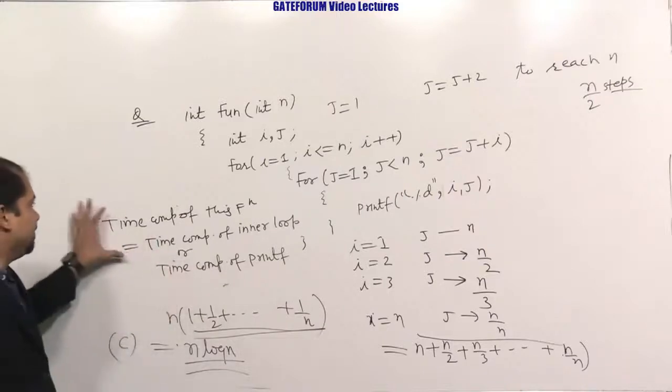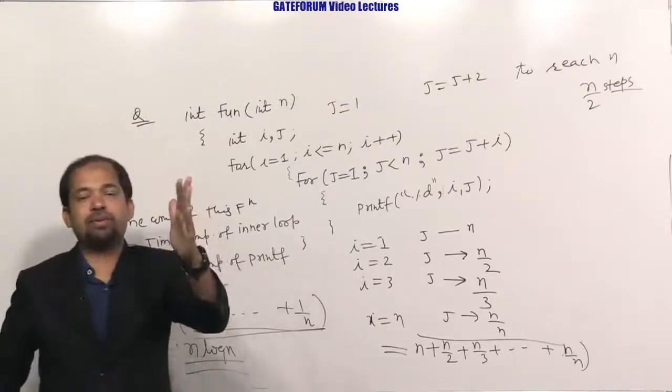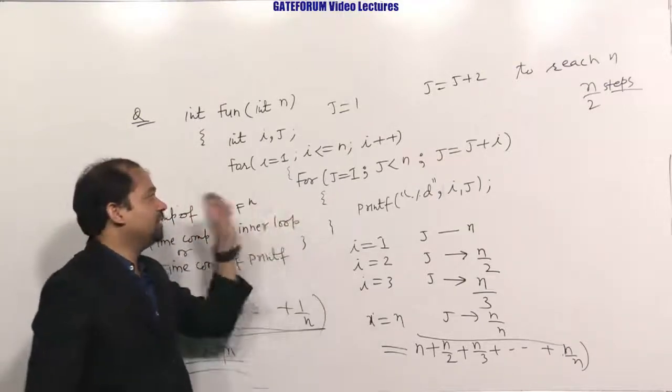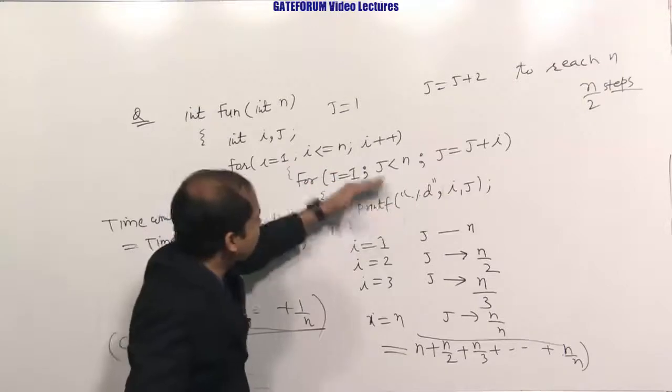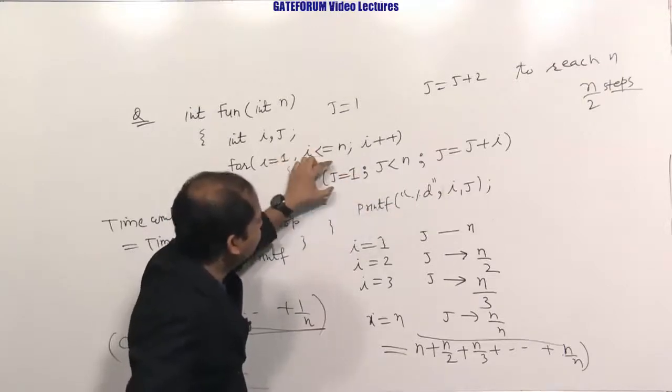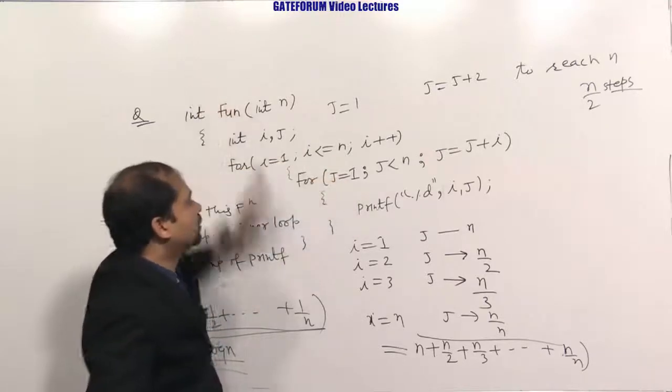I hope this is the main thing. The time complexity of any program is nothing but the time complexity of the statement which runs for the maximum time. This loop is inside this, and this is inside this. So the frequency of this statement is going to be the time complexity overall.